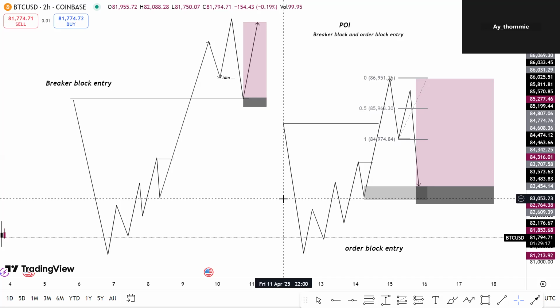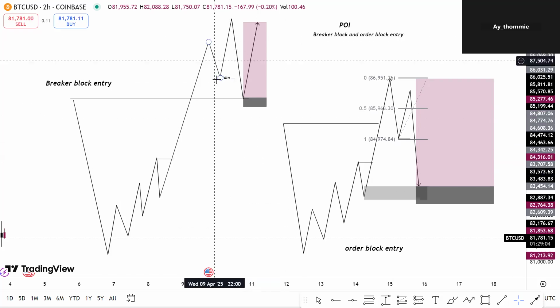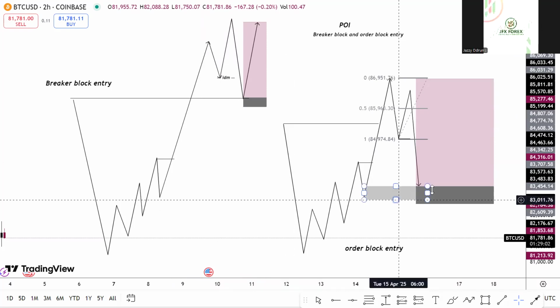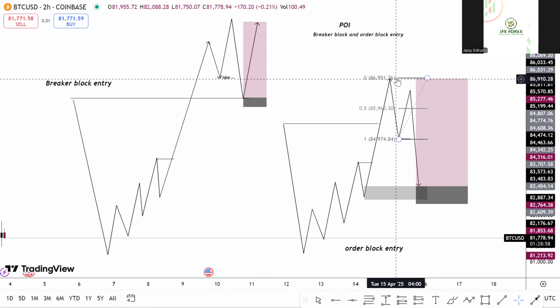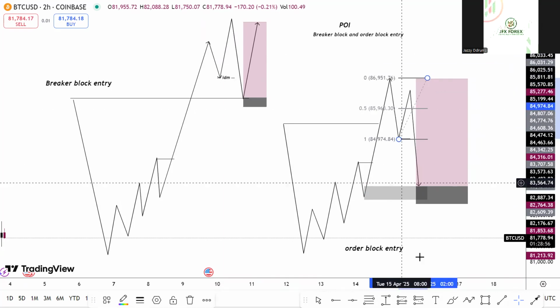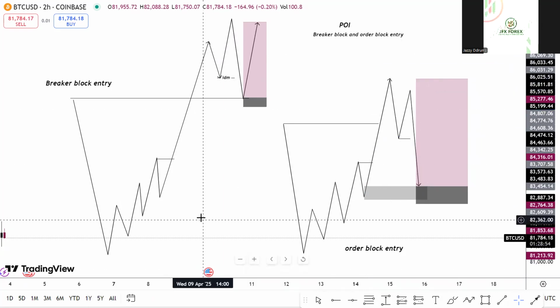After I spotted my minor and major break of structure, like you said, I have to wait for that inducement, like a retracement. That's the first pullback. Yeah, first pullback.